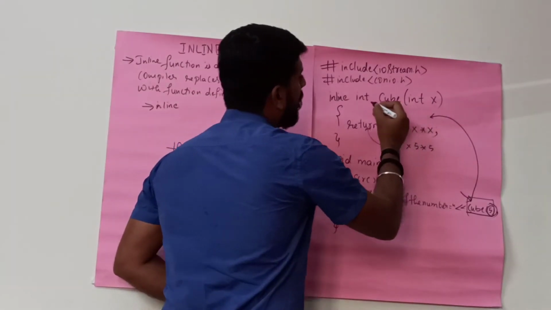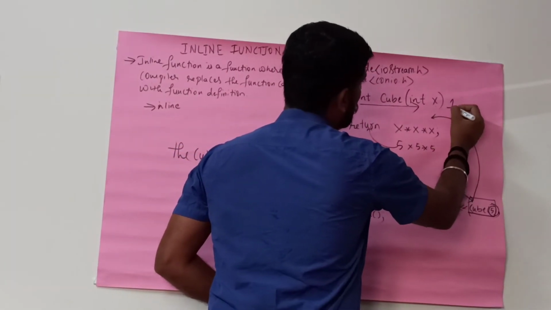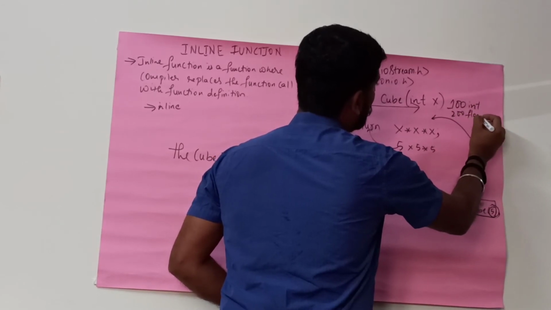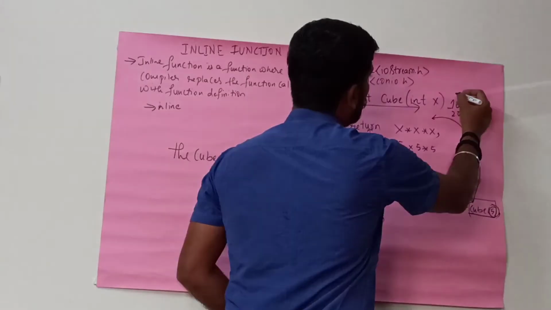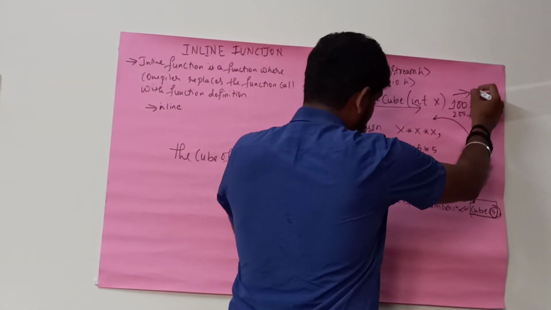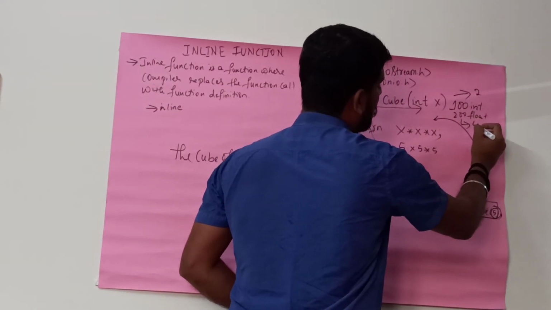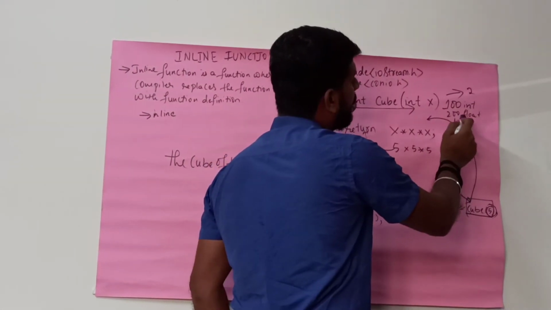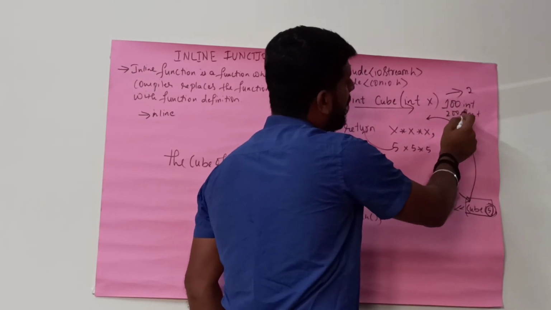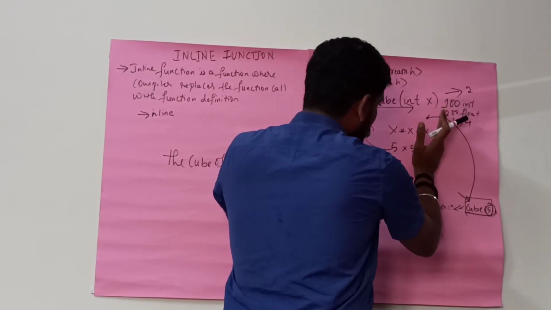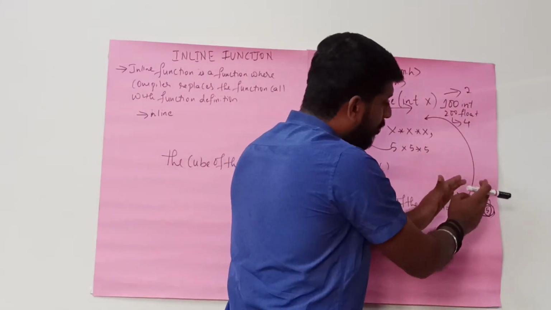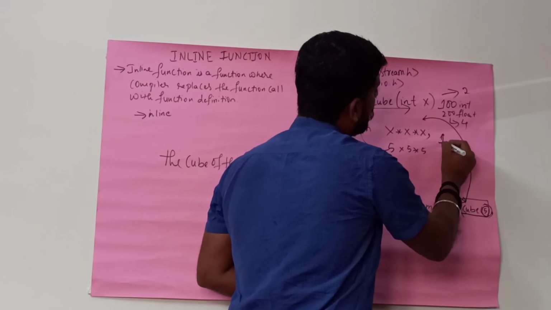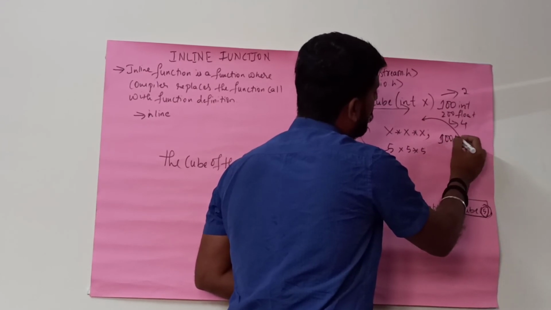Let us consider you have a function that consists of some 100 integer variables and 200 floating point variables. One integer occupies 2 bytes of memory and a float occupies, let us consider, 4 bytes of memory. Now 2 into 100 and 4 into 200. So 200 and 800 bytes will be occupied already by the function definition. When you call this, again what happens? So totally here around 1000 bytes of memory will be occupied.